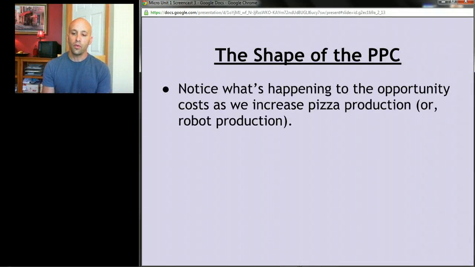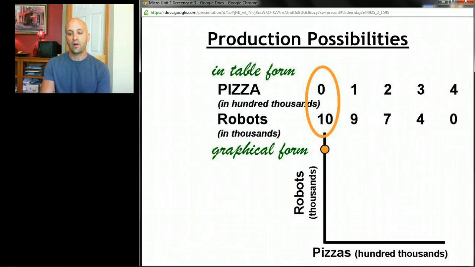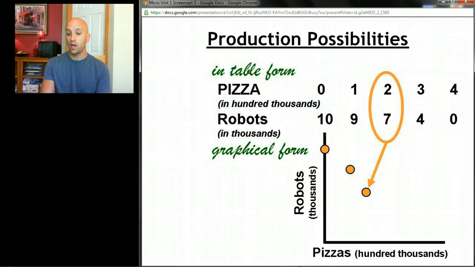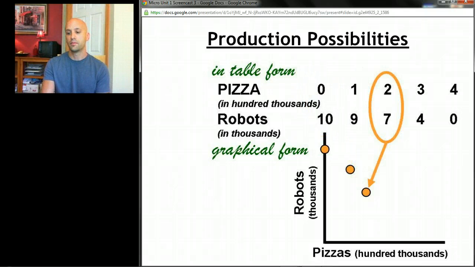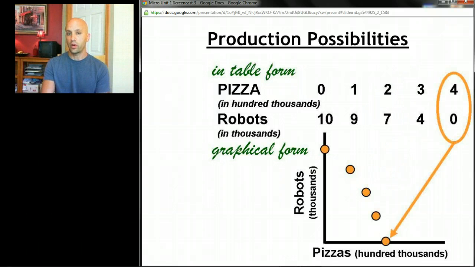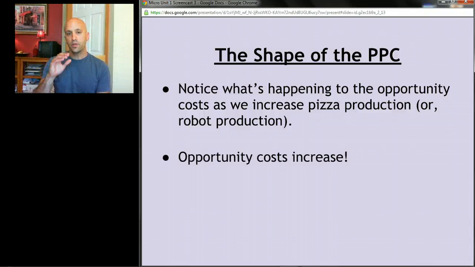Now, you'll notice what's happening to the opportunity costs as we increase pizza production or robot production. I'll take you back to the numbers. Notice that as we increase pizza production, for every 1 increase in pizza, we're giving up more and more robots. As we go from 0 to 1, we're giving up 1 robot. Here we're giving up 2 robots. Here we're giving up 3, and there we're giving up 4. Notice that those opportunity costs are increasing. Every time we want another 100,000 pizzas, we have to give up bigger and bigger chunks of robots.